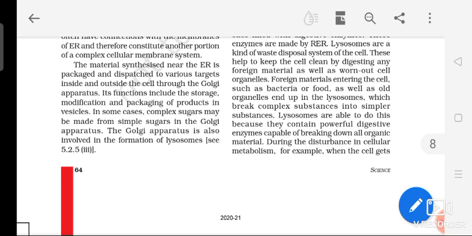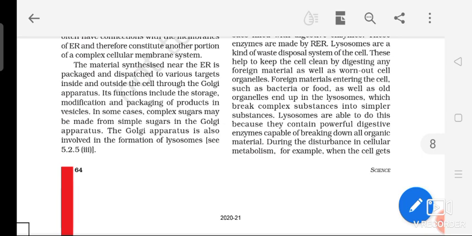Golgi apparatus is involved in the storage, modification, and packaging of products in vesicles. The lipids and proteins from the endoplasmic reticulum get into the Golgi, and the Golgi modifies those proteins and lipids, and it also packages them in vesicles so that they can be transported to different locations.